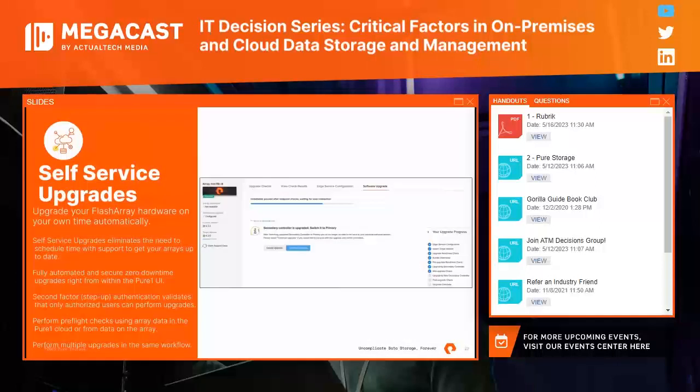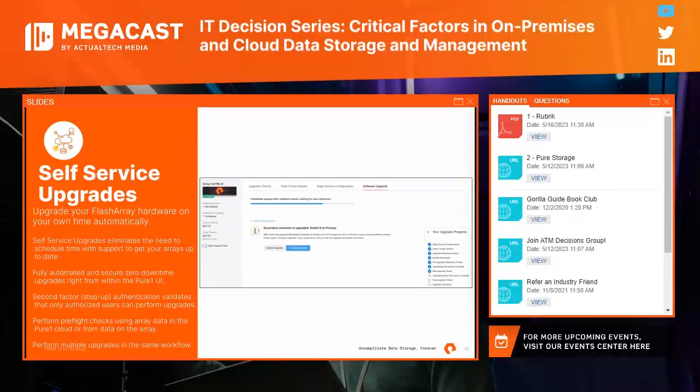This also includes additional information such as Purity versions, so you can assess your appliances and ensure your hardware and software is kept up to date. And keeping your storage up to date is even easier with non-disruptive self-service upgrades in Pure One. This gives your storage teams the flexibility to upgrade storage at any time and not depend on aligning schedules with support. The upgrade process includes multiple health checks to make sure the entire process goes smoothly.